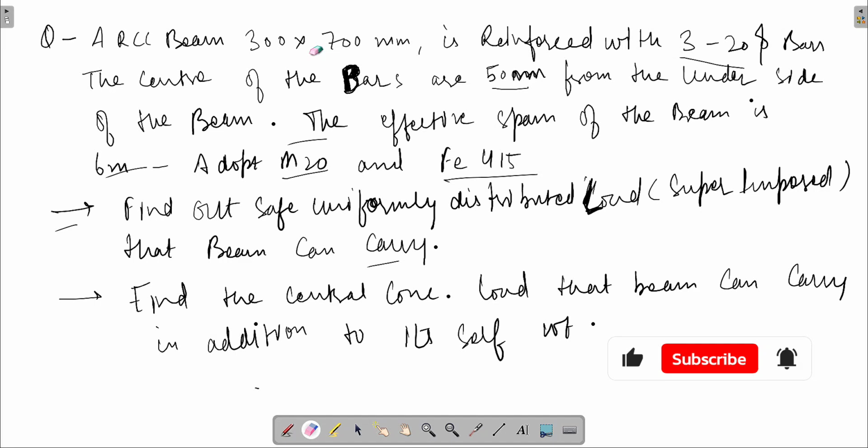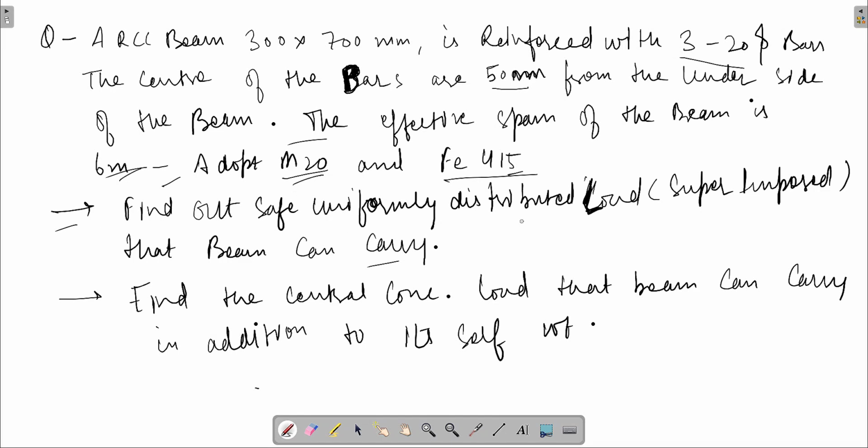So, here is a type of problem which says: RCC beam of cross-sectional area 300 into 700 mm is reinforced with 3 bars of 20 mm dia, and the effective depth from the bottom of the beam to the center of the reinforcement is 50 mm, whereas the effective span of the beam is 6 meter, which is given in the question. So here they have asked us to adopt M20 concrete grade and Fe415 steel grade.